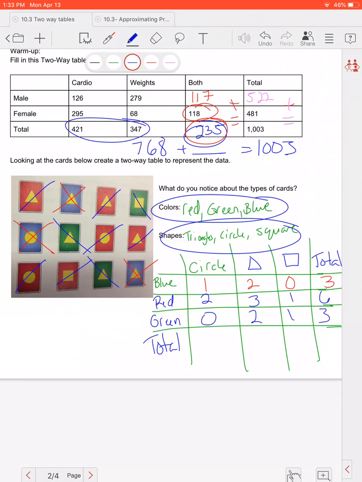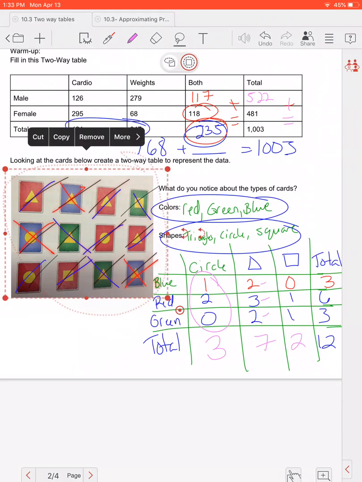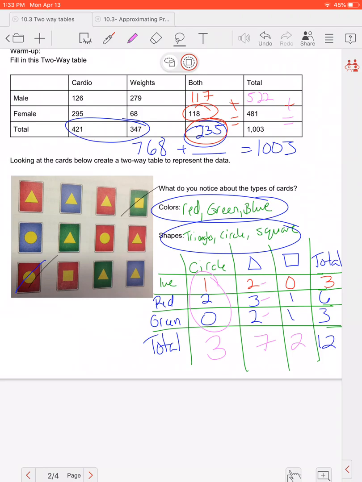And then 3 plus 3 plus 6 would give me 12 total cards, which if I add all these up, I'd have 1, 2, 3, 4, 5, 6, 7, 8, 9, 10, 11, 12 total cards, which is good. Now I just need to go back and add up my columns. So 1 plus 2 is a total of 3 circles, and I have 4 plus 3, which is 7 triangles, and I have 2 squares, which I could go back and count up if I really wanted to. I'm just going to remove this a little bit so I can see a little bit better.